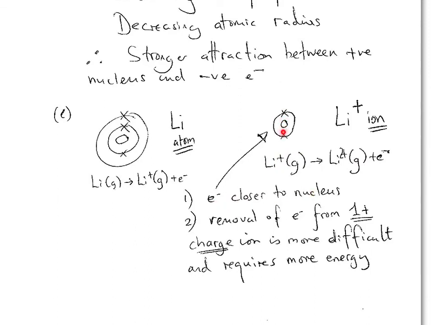That makes it more difficult to remove because it's more strongly attracted. Secondly, you are removing an electron from a 1 plus charge, and that is more difficult than removing it from a neutral atom, and that requires more energy to remove it from an Li plus ion.